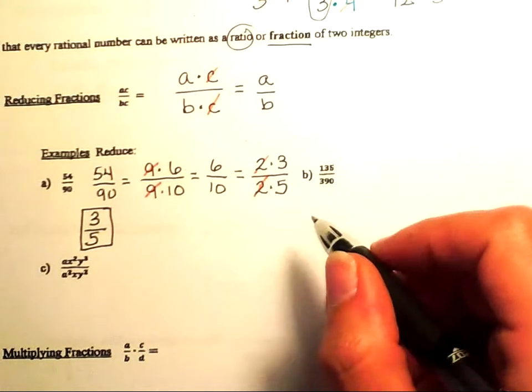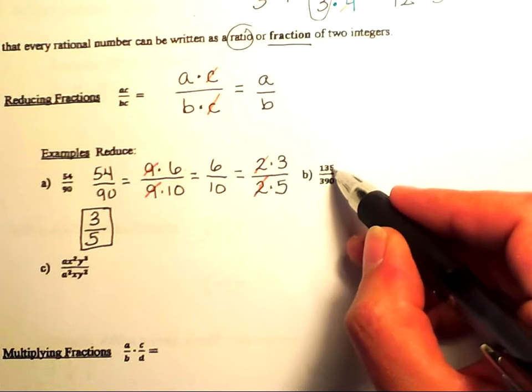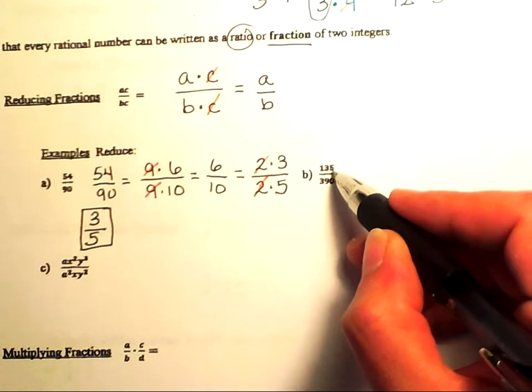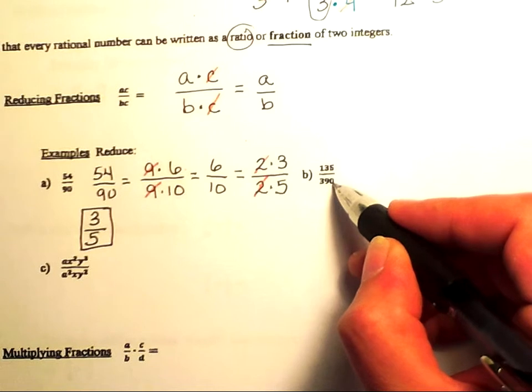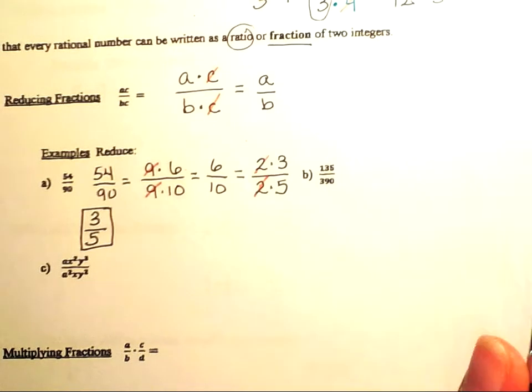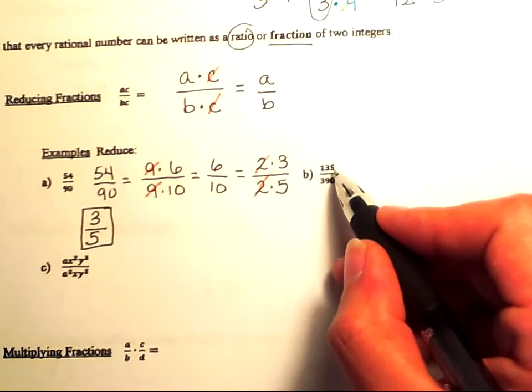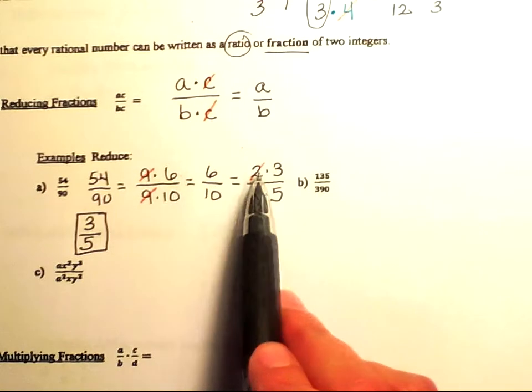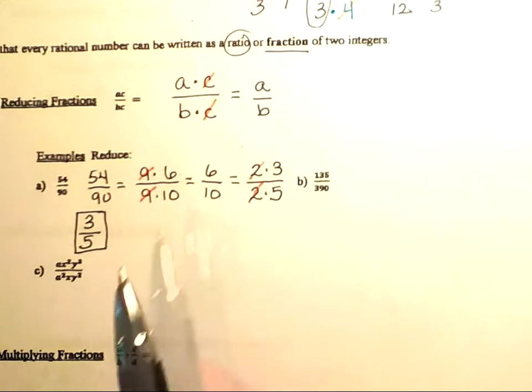135/390. Okay. I know there's a common factor of 5 because this ends in 5 and this ends in 0. Okay, so this is divisible by 5. Any number that ends in 0 is also divisible by 5. But let's see if we can find the prime factorization of these, because as you'll notice here, there were multiple factors to cancel.